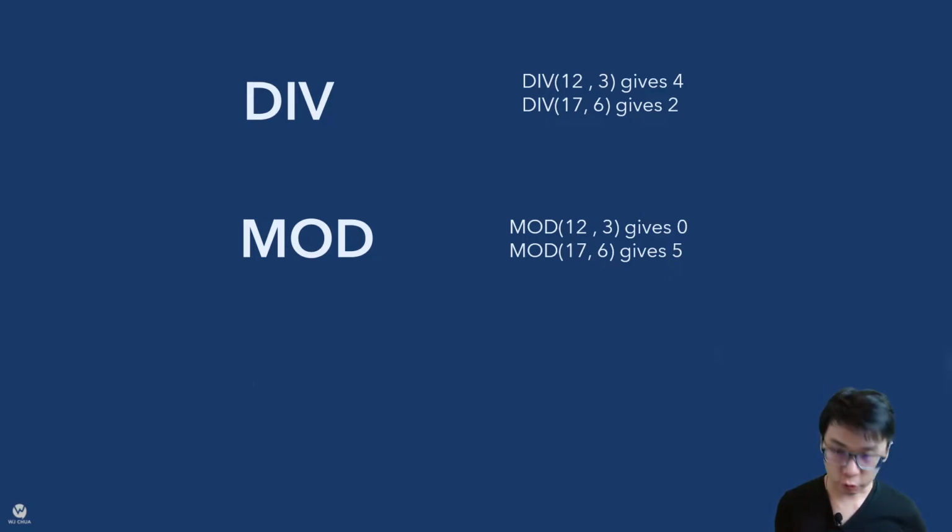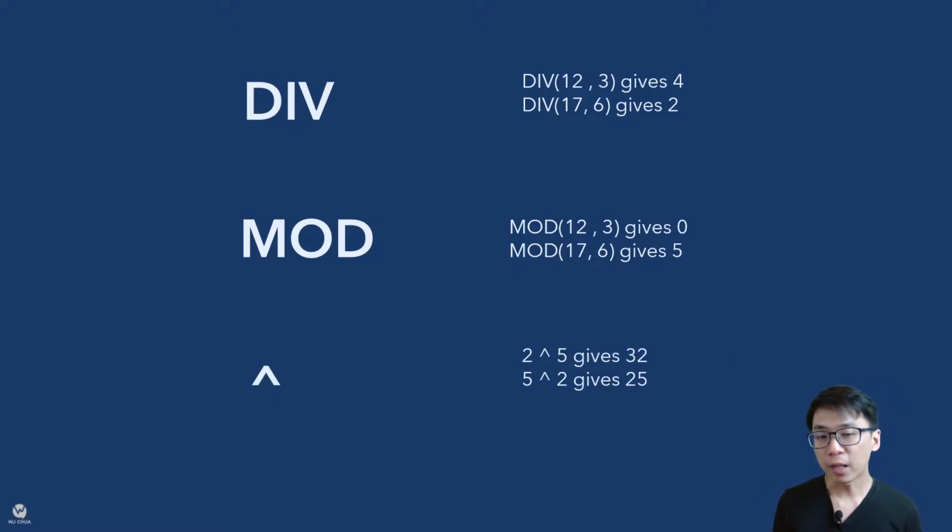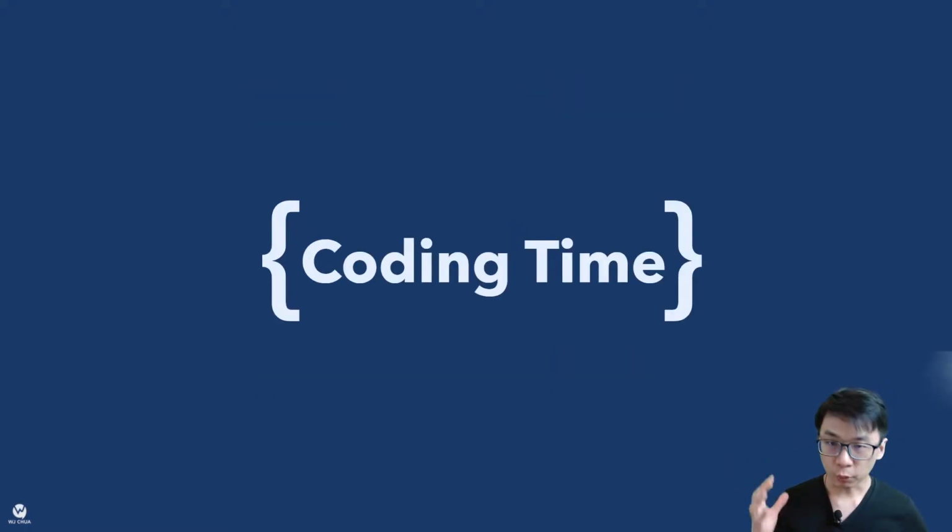And last but not least will be this one. Some languages will use this as the power. So this is like 2 to the power of 5, you get 32. Or 5 to the power of 2, that means 5 times 5, you get 25. 2 to the power of 5 is like 2 times 2 times 2 times 2 times 2, then you get 32. So without further ado, let's quickly go and take a look at the coding.